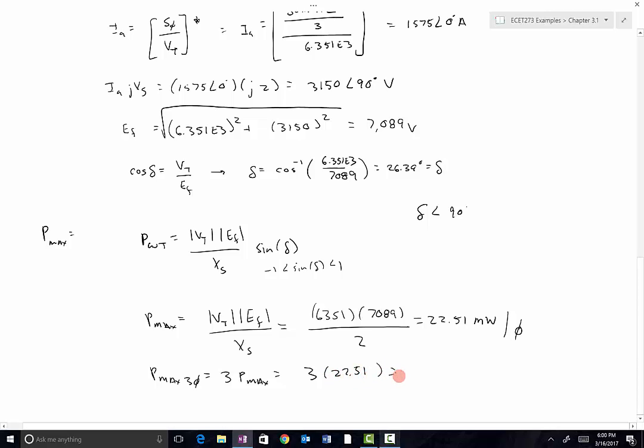So 22.51 times 3 is going to give me 67.53 megawatts 3-phase for the absolute maximum output power before this generator loses synchronism.